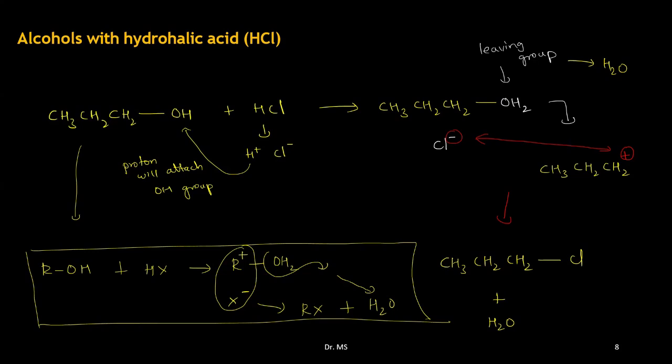If you understood this one, whatever reaction comes with hydrochloric acid, whatever R group you take, you can tell the final product. That's why I'm putting so much pressure on the mechanism, to make you understand. Once you understand the mechanism, you give HBr or you give HF, any other atom here, any type of alcohol, you can tell what the final product will be.